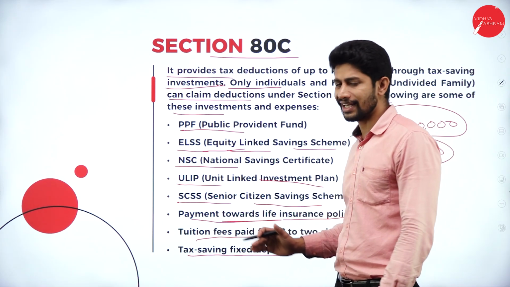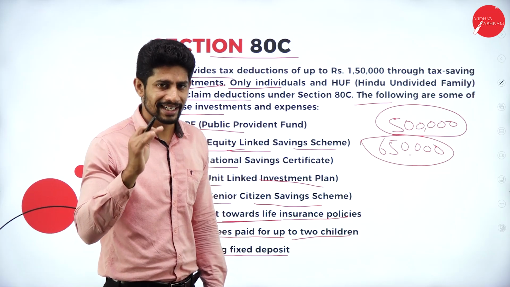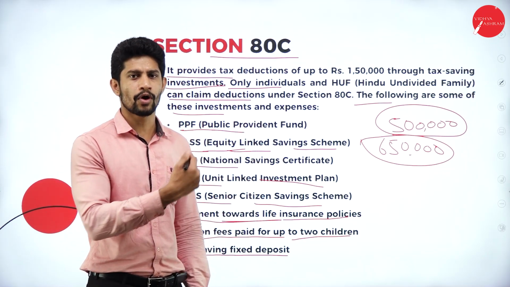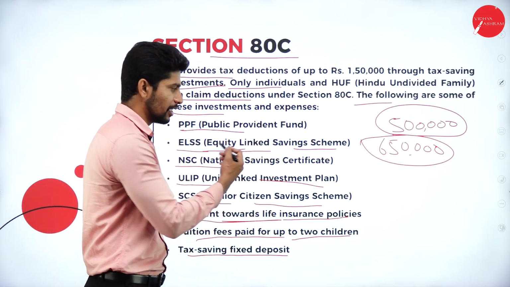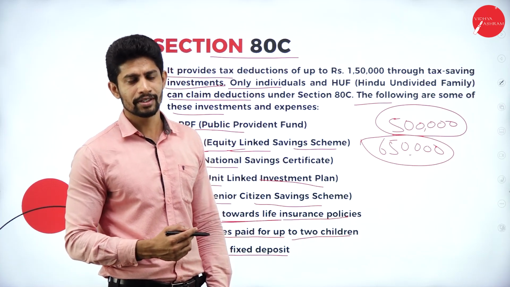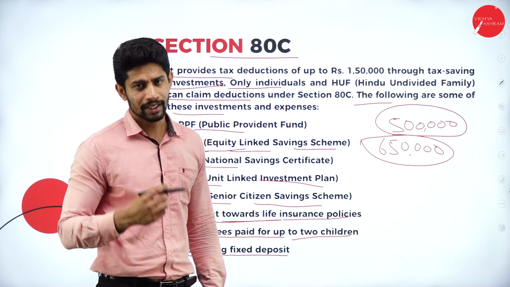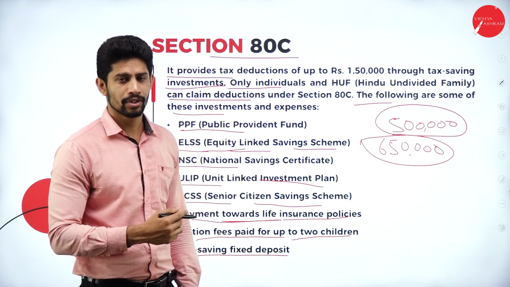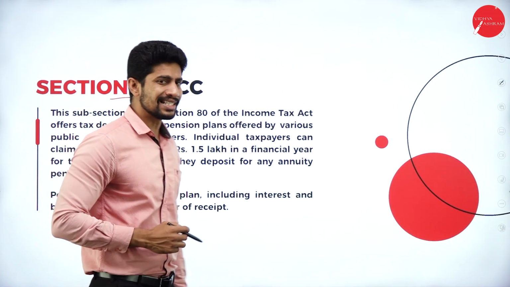Yes, if you are investing in any tax savings fixed deposits, that also comes under section 80C. So these are all the different schemes or investments you have under section 80C. And if you are investing in any of these schemes and you are paying tax to the government, you can ask for deduction under section 80C from your total income, and you can save some money instead of paying extra tax to the government. So further moving, section 80CCC.